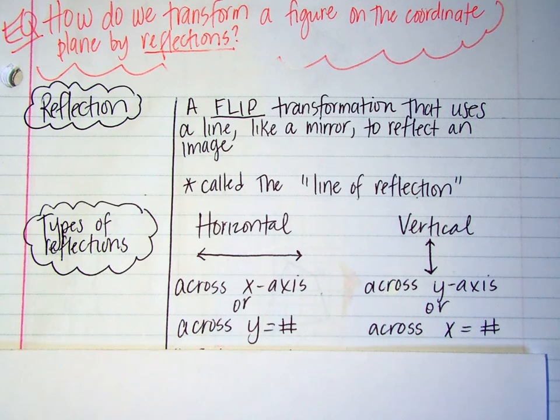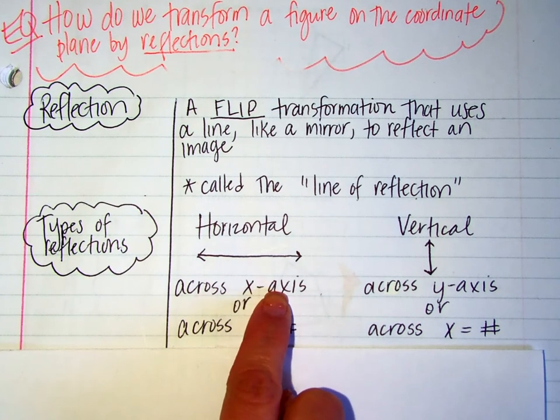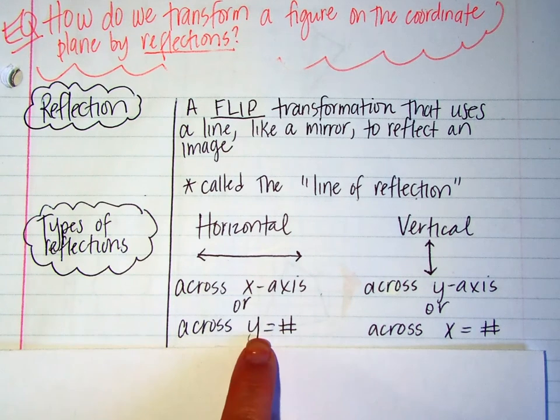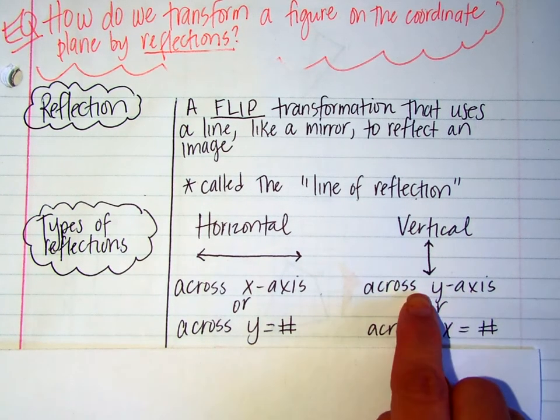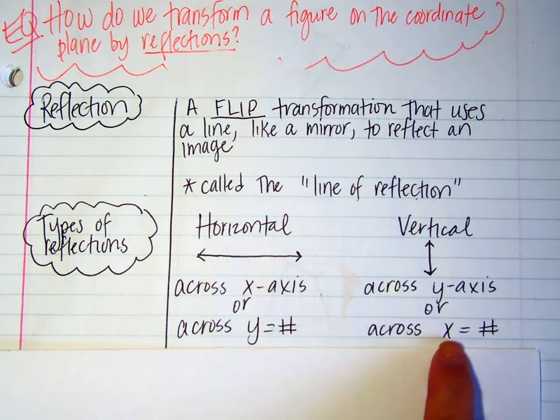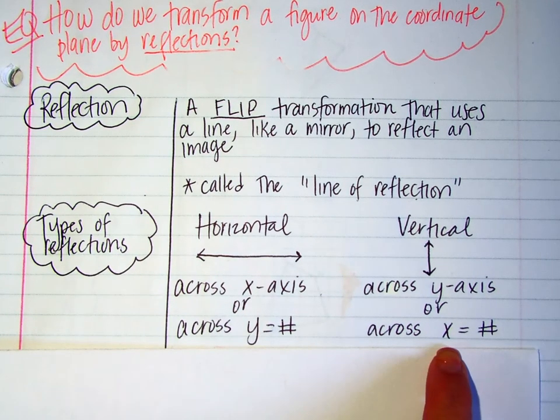For horizontal lines, that can either be the x-axis or it can be the line y is equal to a number. For vertical lines, we're going to be going across the y-axis, or we also have lines where x is equal to a number. These are also vertical lines.